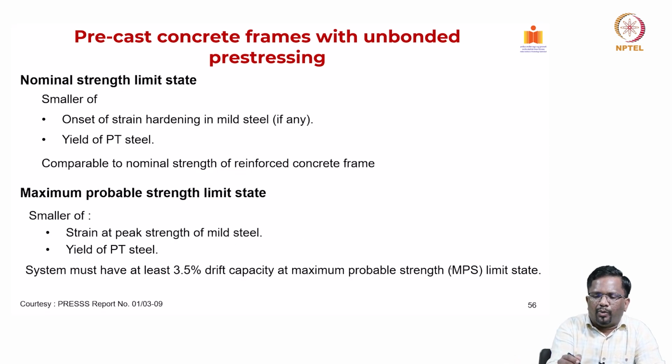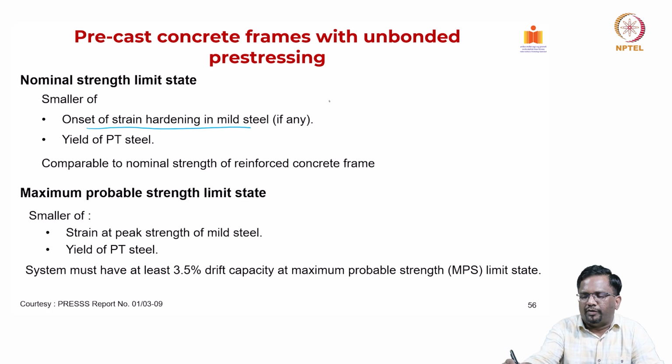Okay, so now how do you calculate your nominal strength? Nominal strength is typically calculated based on two conditions. Either it is the smaller of the strain corresponding to the onset of strain hardening in mild steel, right? What is the meaning of onset of strain hardening? We define the yield as, let's say, 0.2% proof strain. That strain limit can be kept as one of the limit states. Then the next one could be the yield of the PT steel, right? This is comparable to how we calculate the strength for a reinforced concrete frame.